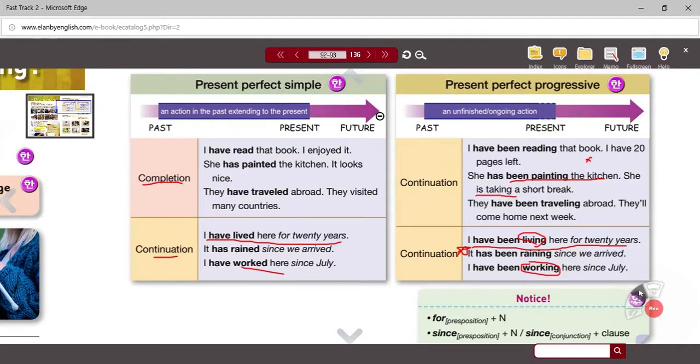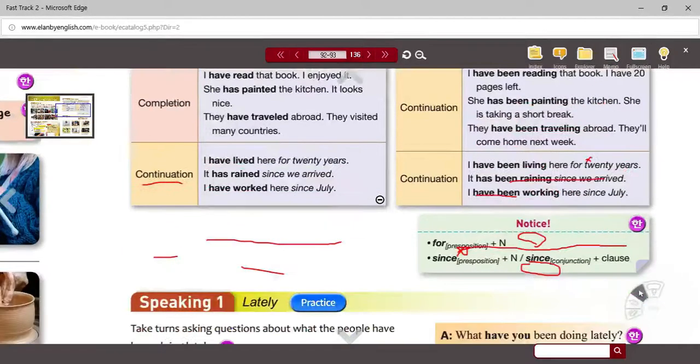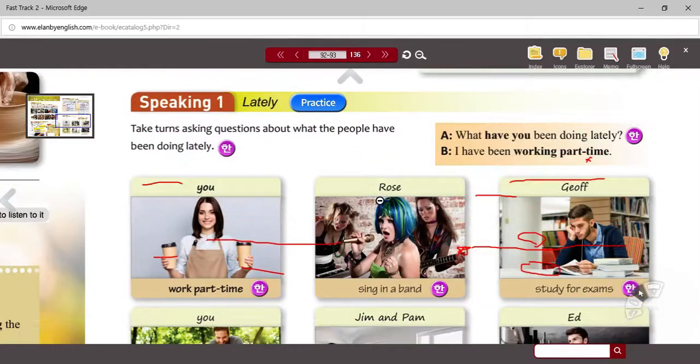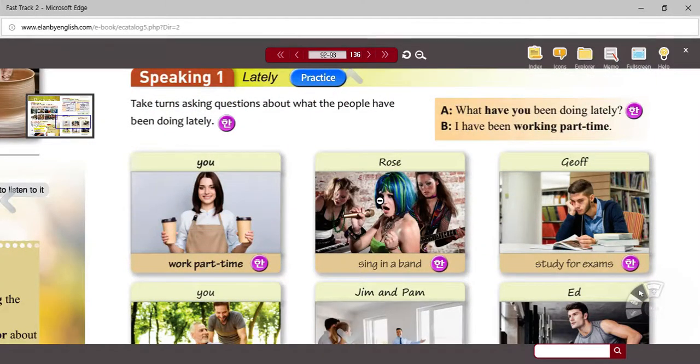So that is an explanation to the bottom of page 93, and just look at some of the language used here. So in this example, you're going to construct sentences with a partner. Okay. In each of these, you have a subject: you, Rose, Jeff, you, okay, Jim and Pam. That's two people, and Ed. Okay. You can ask questions about these people. And the question is, what have you been doing lately? Okay. As the subjects change, you can change not just the subject, but the auxiliary verb have.